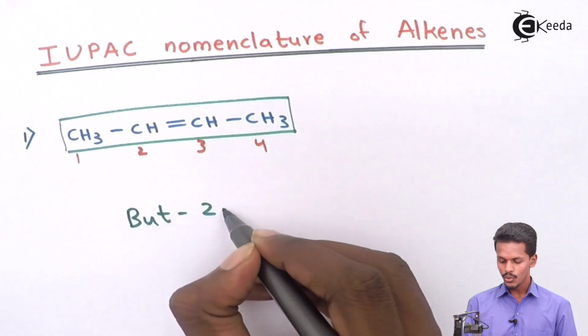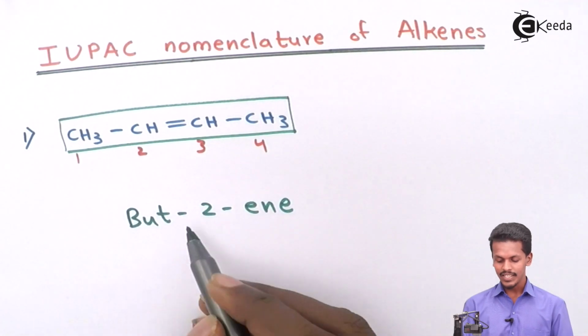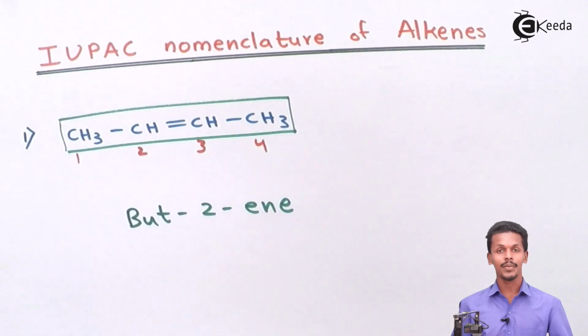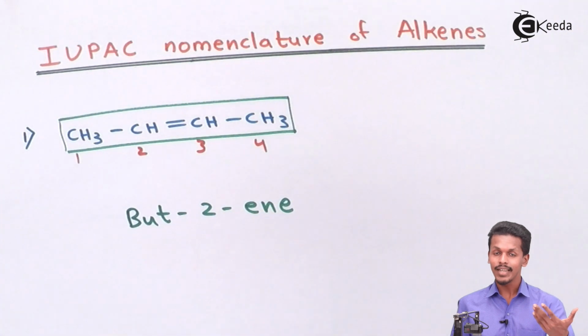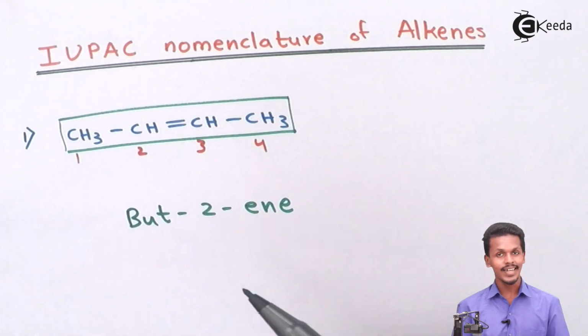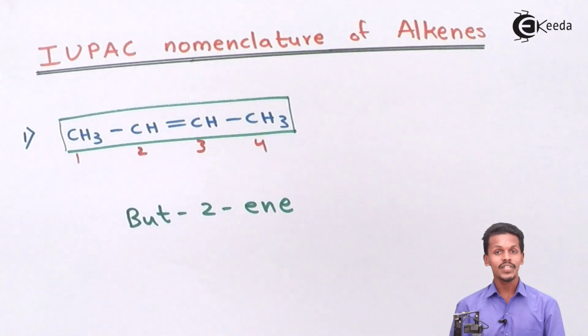but-2-ene. And this 2 represents where the carbon-carbon double bond starts, because we are numbering from left to right, so the carbon-carbon double bond will start from carbon number 2 and end at carbon number 3. That is what this number indicates. Therefore, the IUPAC nomenclature of this molecule is but-2-ene, a very simple one.